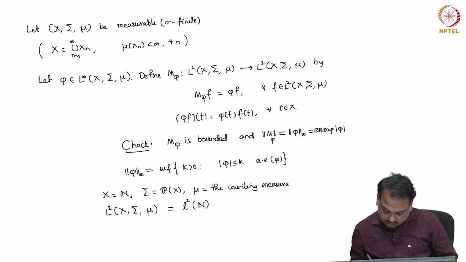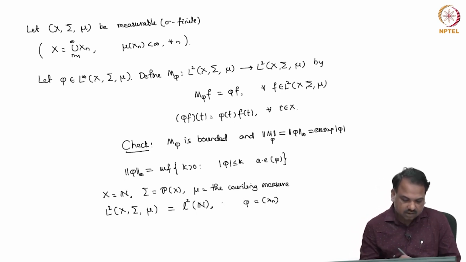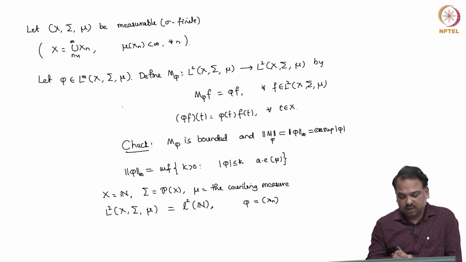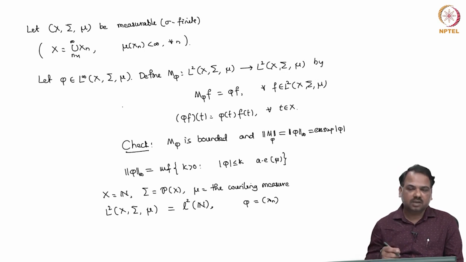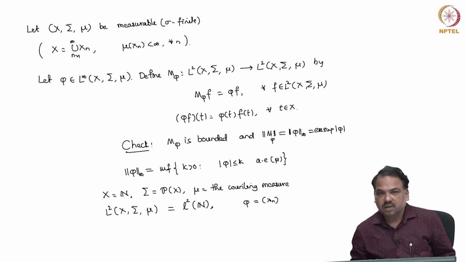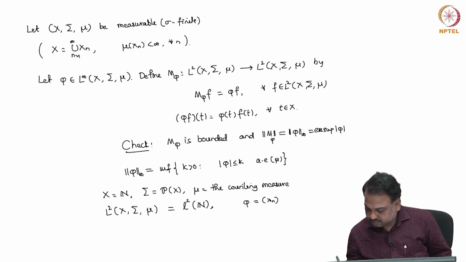And phi, whatever we have taken, is replaced by the sequence lambda n. That means this generalized example is a generalization of the earlier example that we discussed on small L2. We have taken lambda n in L infinity, and defined a multiplication operator, a diagonal operator with diagonal entries lambda 1, lambda 2, and so on. That is exactly what we can treat as a multiplication operator, so it is a particular case of the multiplication operator that we have discussed now.